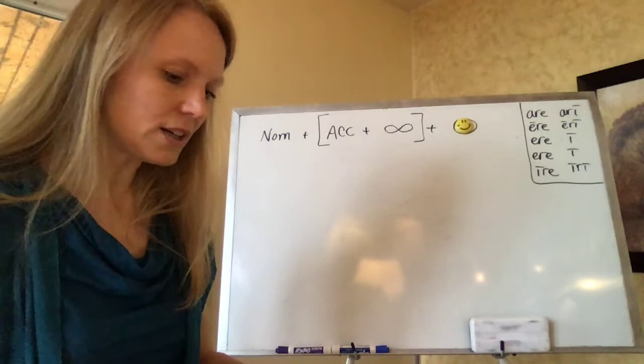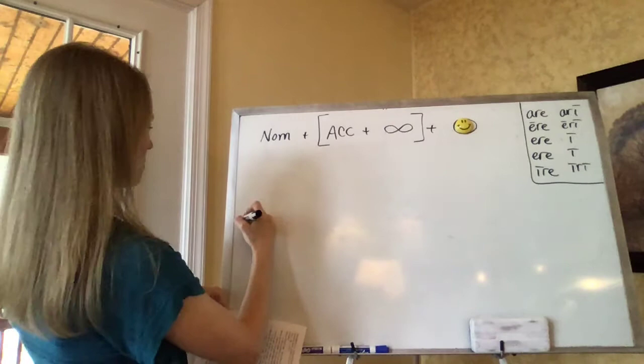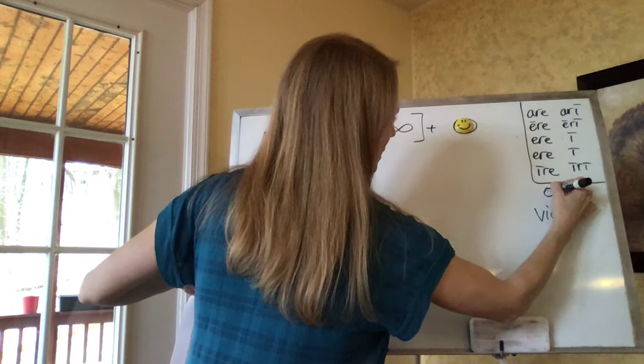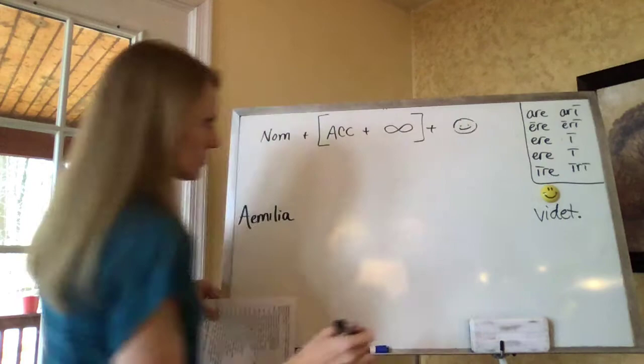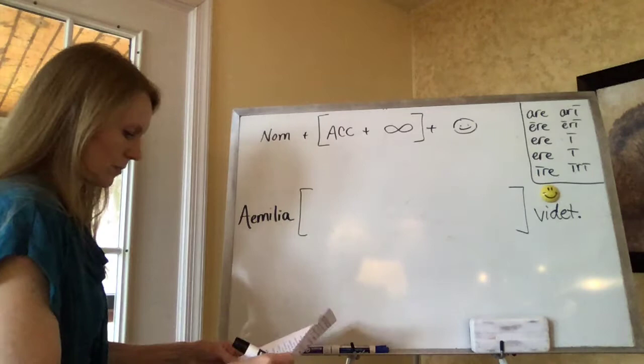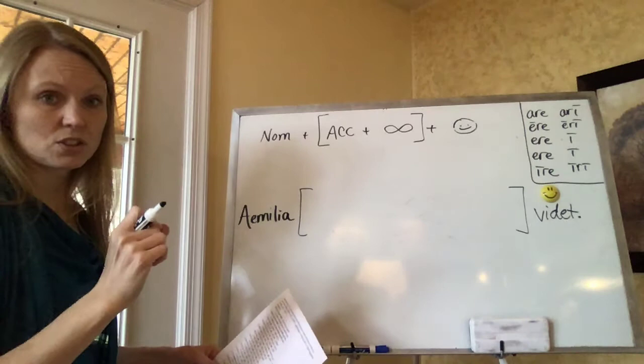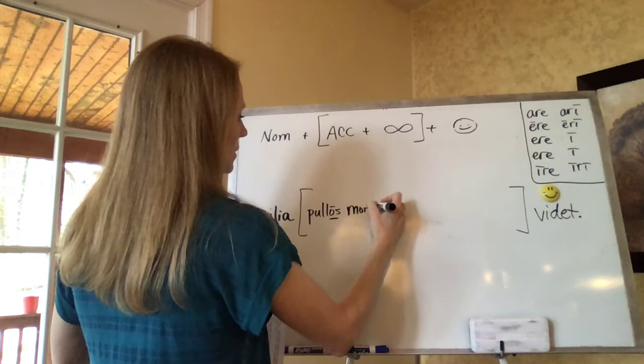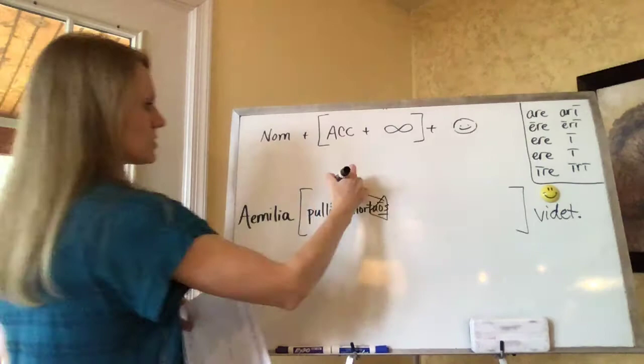Okay, so let's try to write out this head verb sentence pattern. I'm going to write it down here so I have plenty of room. Aemilia is our subject. She sees, so let's put our head verb way down here. Now we need our accusative subject. Aemilia sees the dead chicks. The dead chicks are what Aemilia sees. So those will be pulos, and we need its adjective, mortuos, so that's just describing that. The dead chicks, so there's our accusative subject.